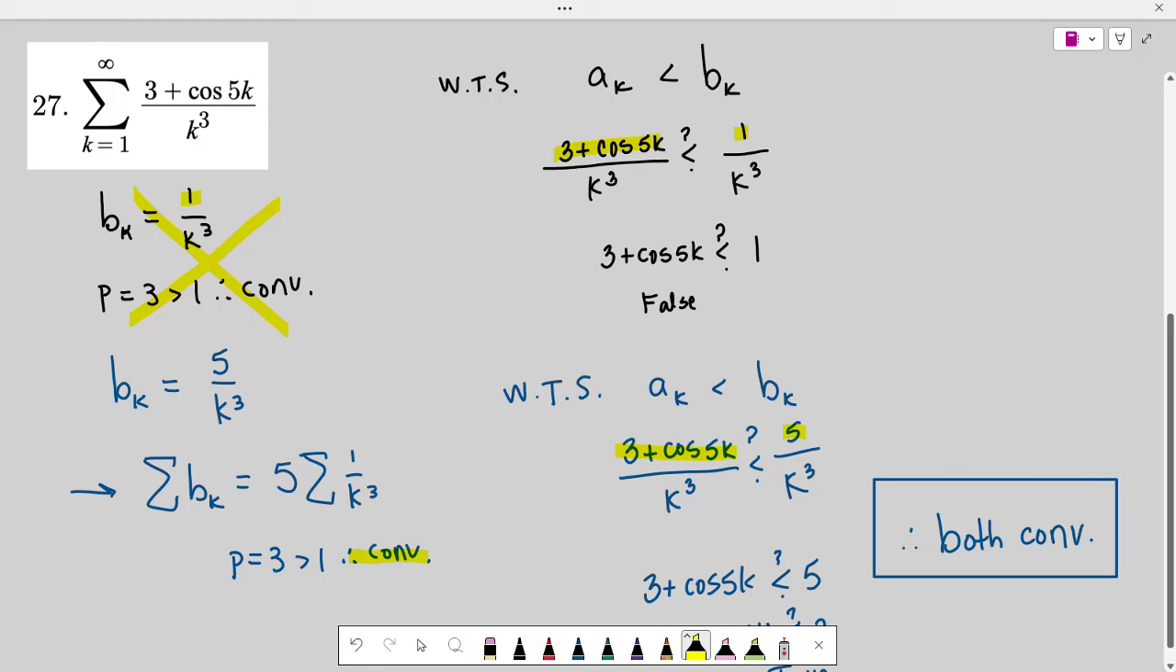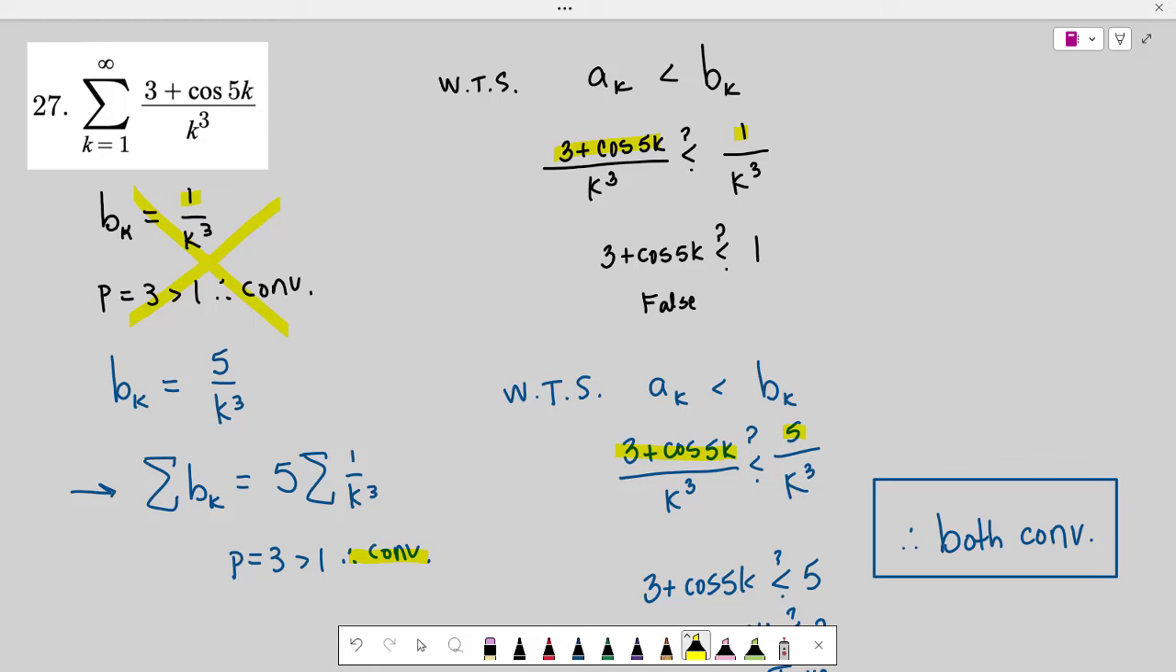Would you force us to do this, or is this just more like a handy tool? It's a handy tool. You wouldn't force us to do it on the test? No, if it says show by comparison test, you could do this, or you could go to limit comparison also. Okay, so if this does fail, we have freedom to go to the limit comparison. Should we see if the limit comparison works?